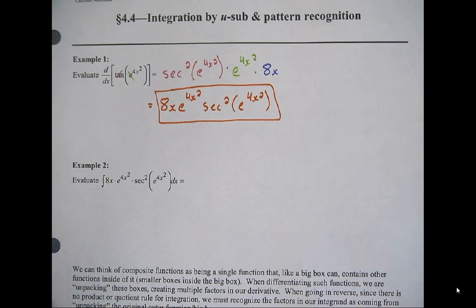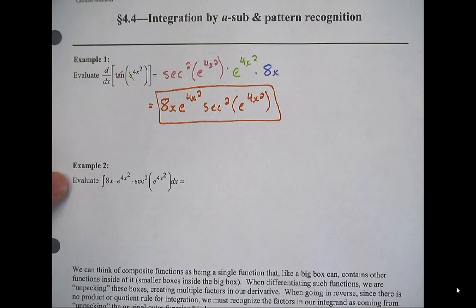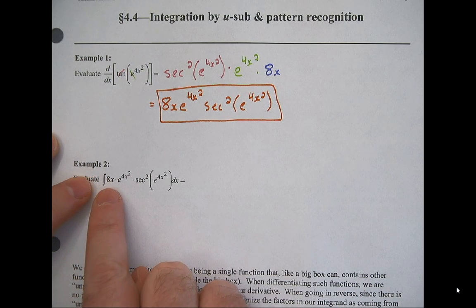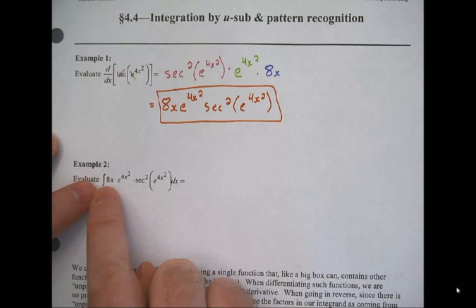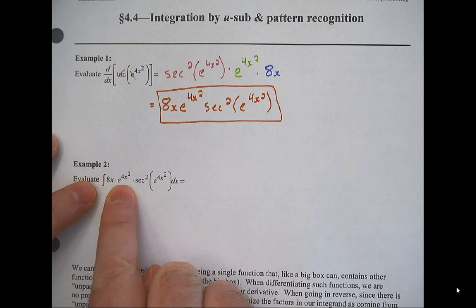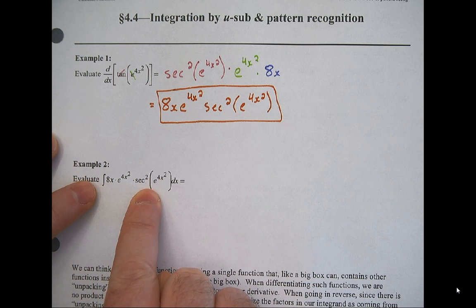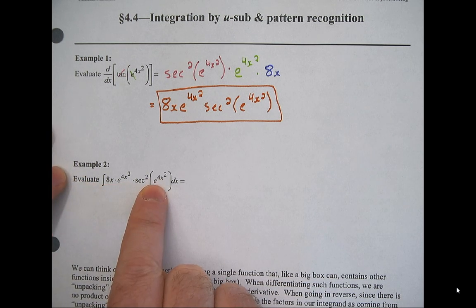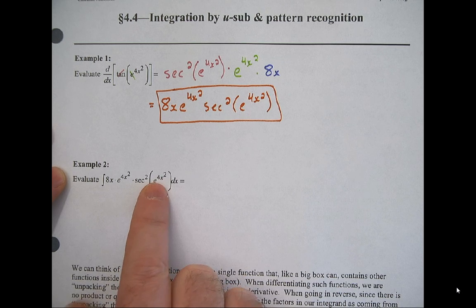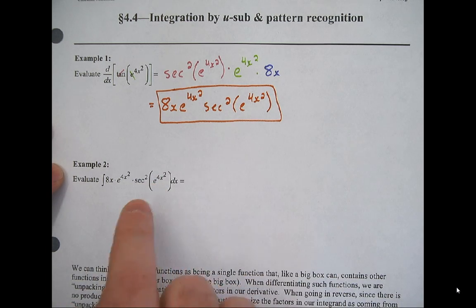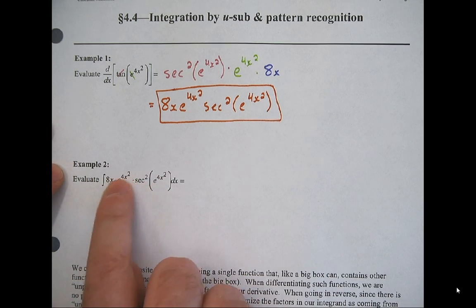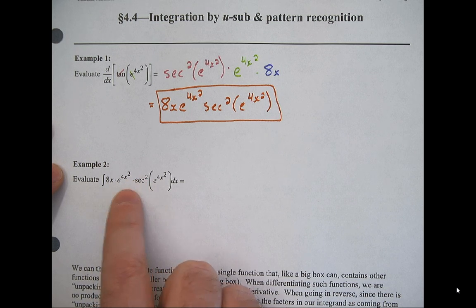Okay, so our topic is integration. So let's try to integrate this mess. We'll integrate 8x times e to the 4x squared times secant squared of e to the 4x squared. Oh boy. I know the integral of this, I know the integral of this, I know the integral of this, but I don't know the integral of all those put together. So is there a chain rule or something that we could use to figure this out? Well, yes, there is, and that's the u-substitution that we're going to point out.